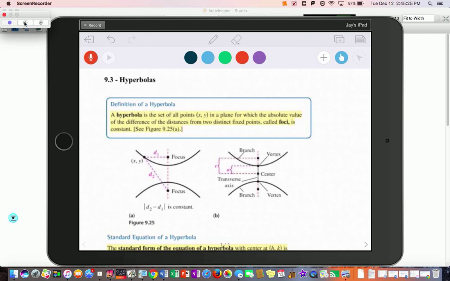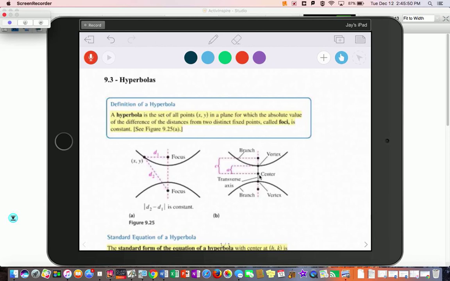So the 9.3 lecture deals with hyperbolas, and you can see the definition there. Basically, what a hyperbola looks like is two parabolas going in opposite directions. So we'll have a hyperbola. We'll have a vertex and a vertex built from the center.